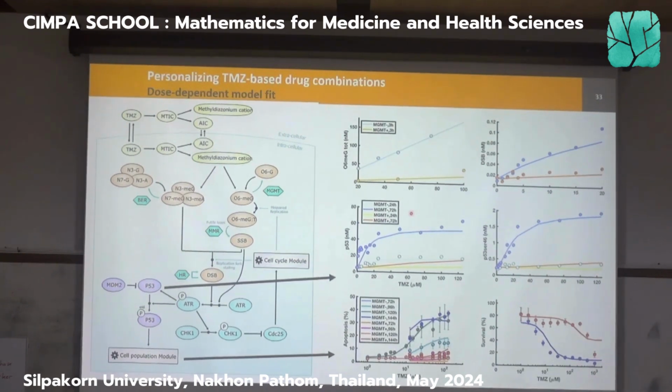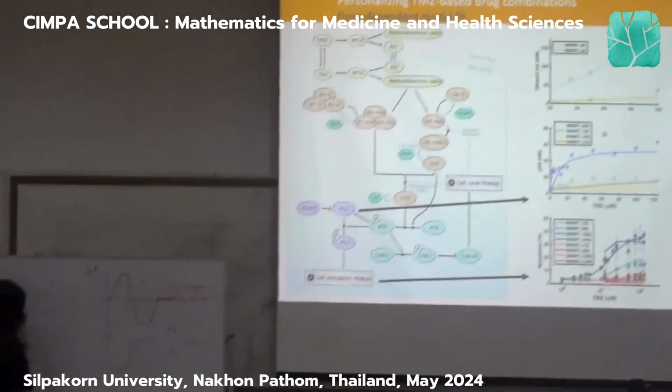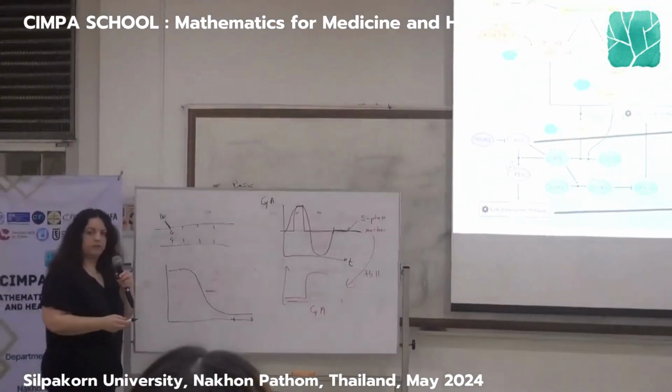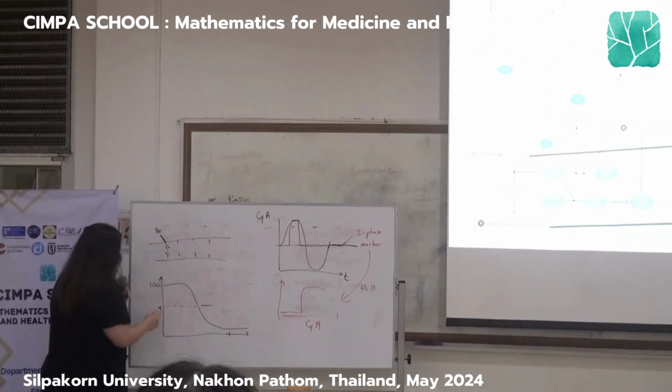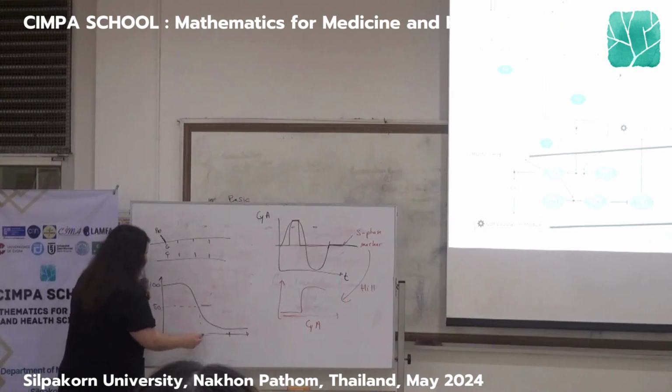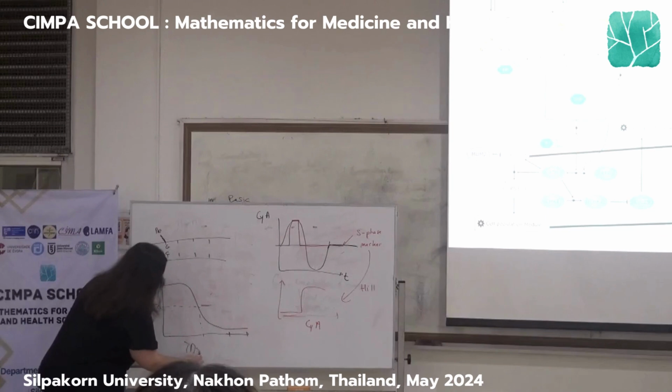Okay, so this type is usually modeled also by log-logistic curves. And here you have 100%. Whenever you have 50% survival of cells, this value, so this is temozolomide, or any drug, this value is called IC50.